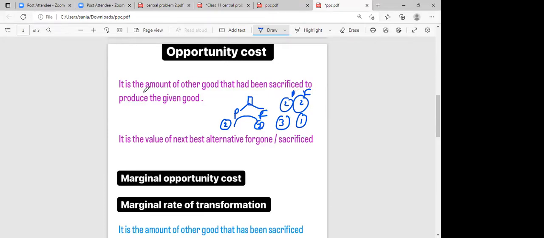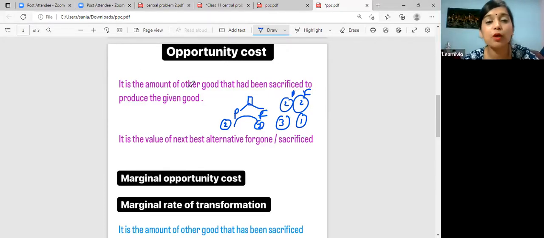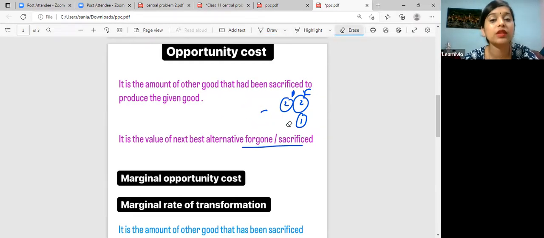Okay, great. So we basically have two definitions. First, it is the amount of other good that has been sacrificed to produce the given good, or the X good. Other good, why? Because this is the first good and the second good. And second, it is the value of the next best alternative foregone or sacrificed. Meaning the one you sacrificed, or the next best alternative you had that you are sacrificing, is also known as opportunity cost.